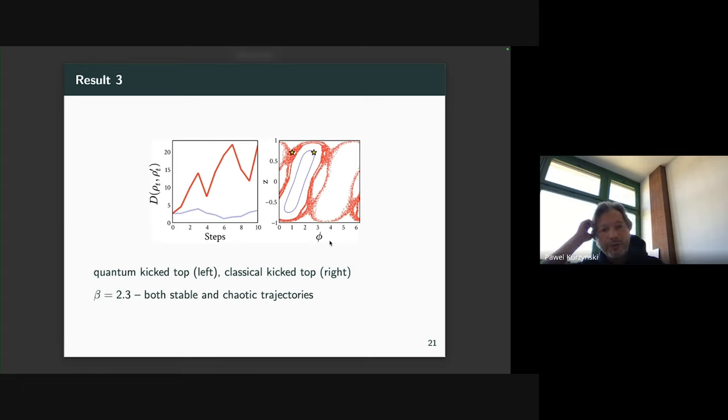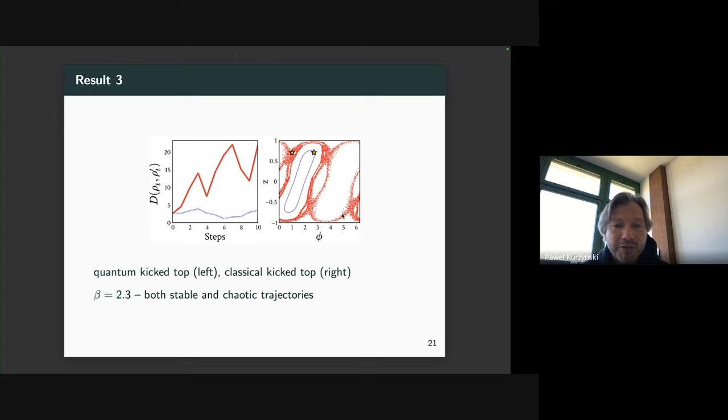And finally, here we come back to this interesting intermediate region, which is neither fully chaotic nor fully regular. You can have, as I said, both regular and chaotic trajectories. So first look at this figure. This is from the classical kicked top evolution. For this beta, you can have two preparations. If your initial state is chosen like that, then it will follow this nice blue trajectory. But if you choose your initial state like that, here in this place, then it will follow this chaotic trajectory, which is marked by this red region.